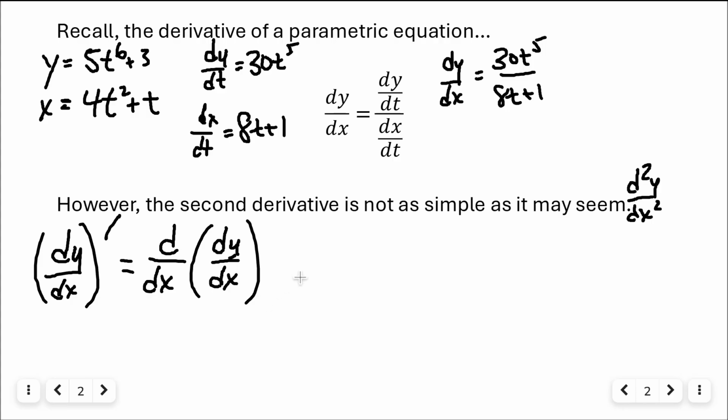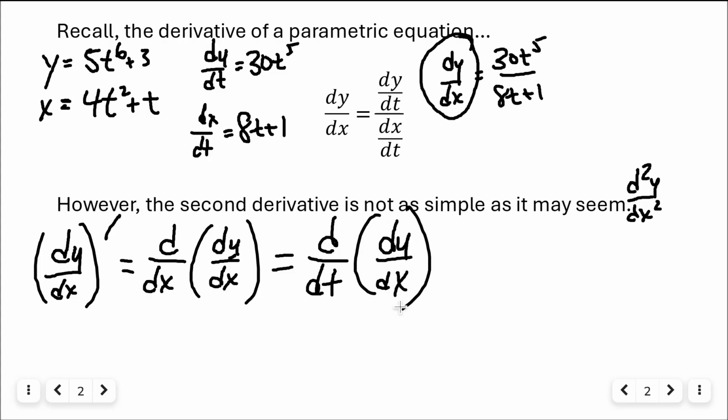But here's the problem. The problem is dy/dx, the answer that I have here for the first derivative, is not written in terms of x. To find its derivative with respect to x, well, there would need to be x in the equation. It's not. dy/dx is written in terms of t, not x. So now I'm going to have to find the derivative with respect to t of dy/dx. The problem is that's not equal to the derivative with respect to x of dy/dx.